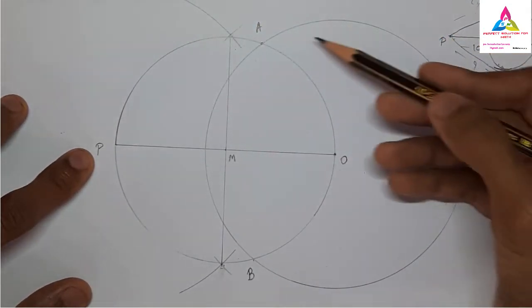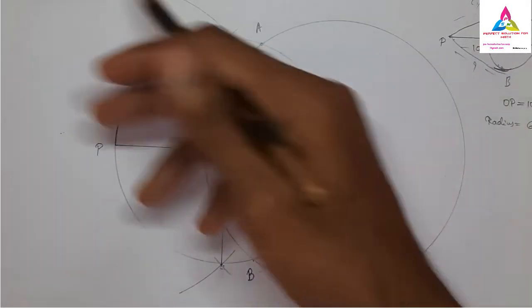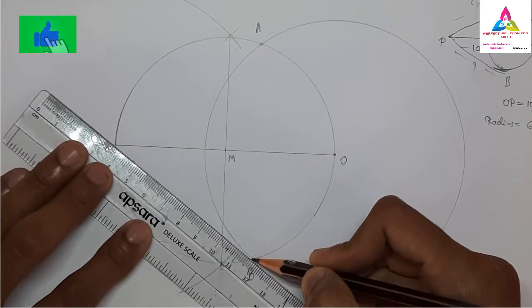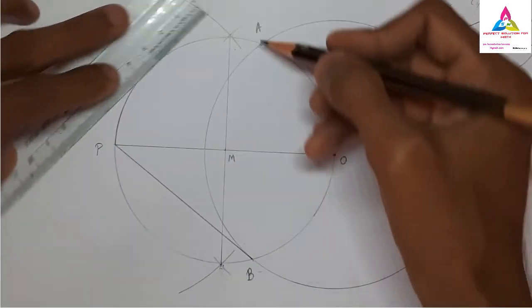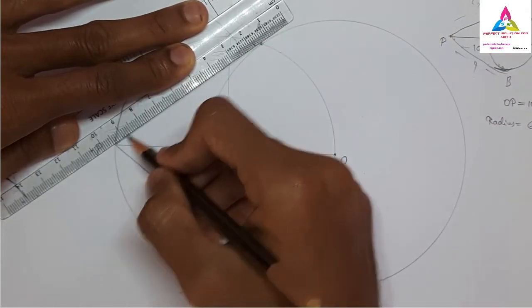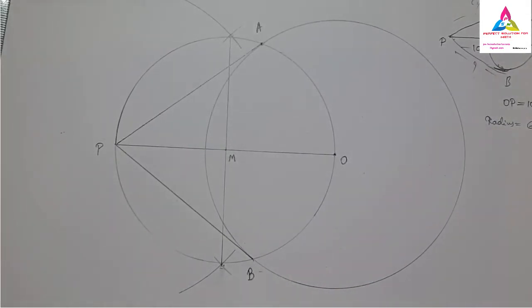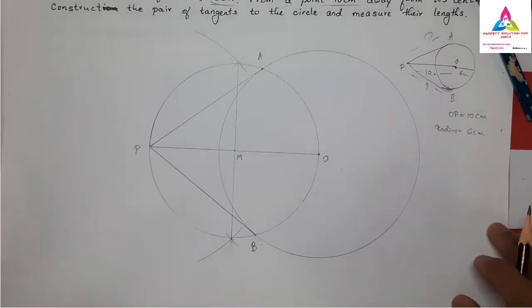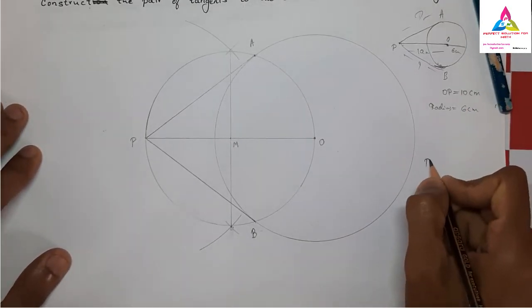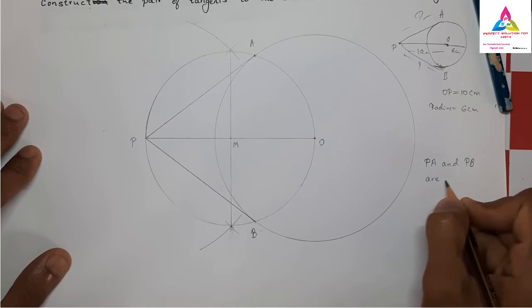For the circle, where it is touching, that is the point of contact A, this is the point of contact B. Join this A to P and P to B. So P to B we have to join, and similarly from A to P. When you join the lines this way, this is our required answer, that is tangent. So here PA and PB are the tangents. Here I can write it down at the end: PA and PB are required tangents.